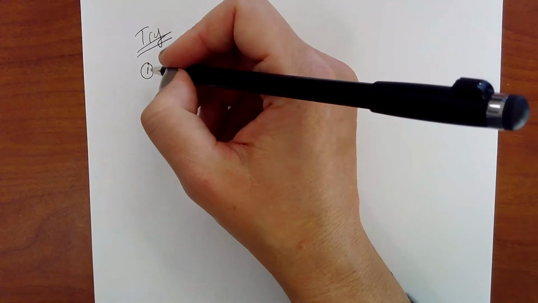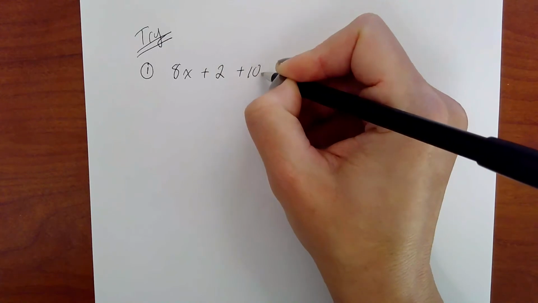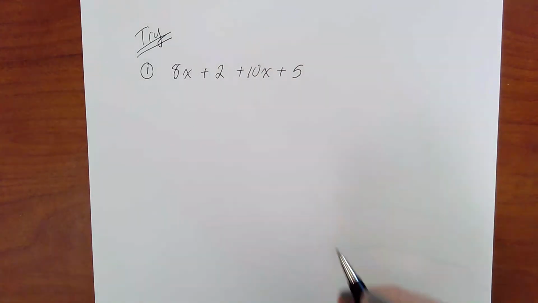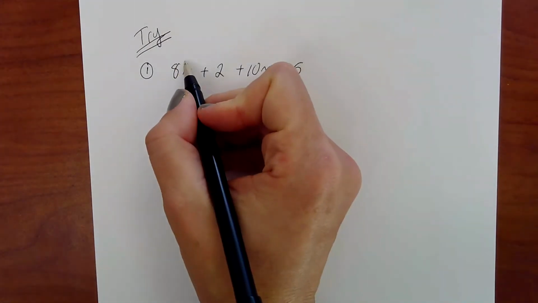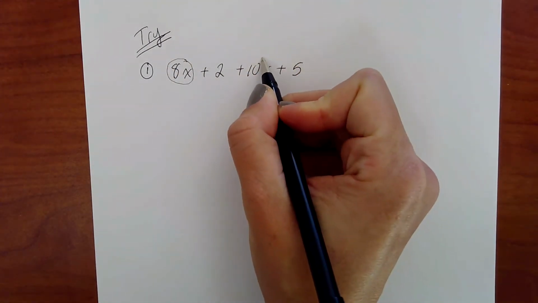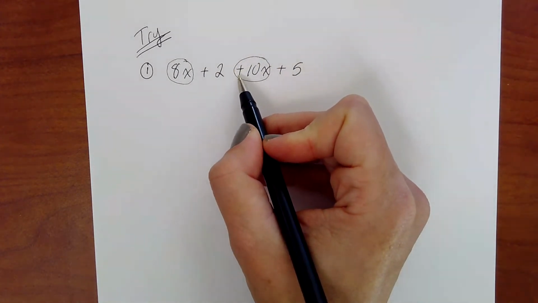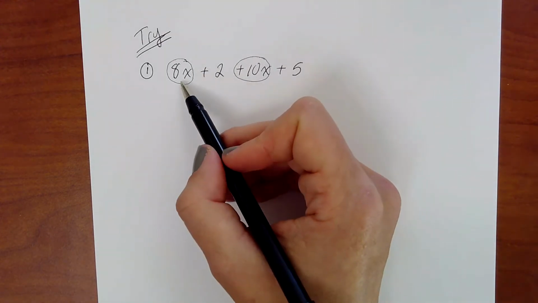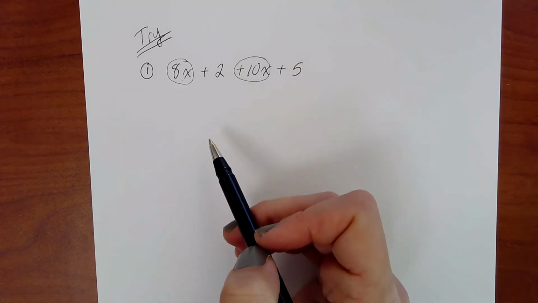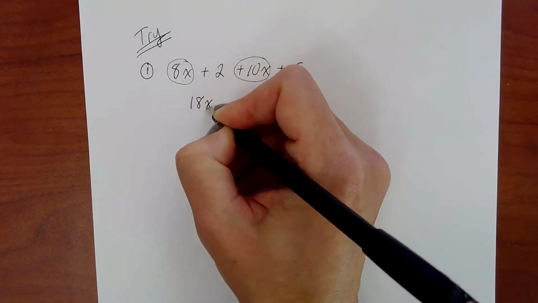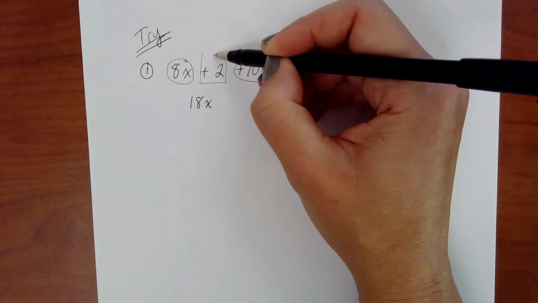All right, let's start easy here. Let's go 8x plus 2 plus 10x plus 5. Now, what some people like to do is circle what matches. So here's 8x. That's going to match with a plus 10x. And I want you to circle the sign in front of it, the operation in front. You're going to think of that as we're going to add everything together. You're adding an 8x with a positive 10x. So that's 18x.